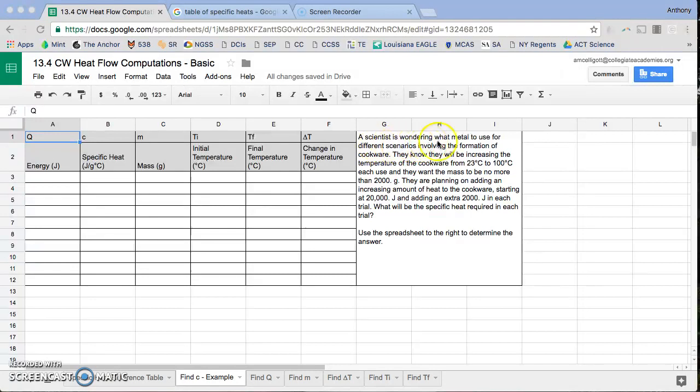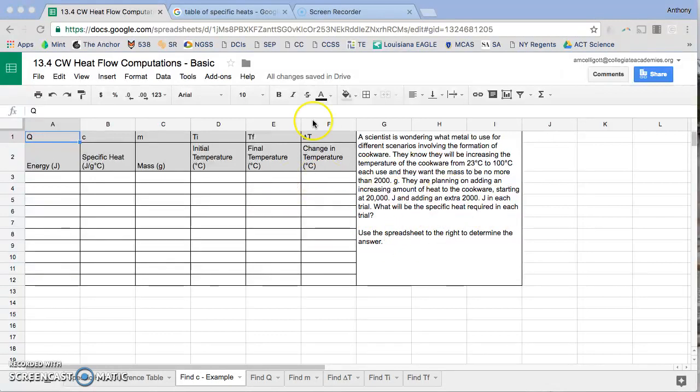A scientist is wondering what metal to use for different scenarios involving the formation of cookware. They know they will be increasing the temperature of the cookware from 23 degrees Celsius to 100 degrees Celsius each use, and they want the mass to be no more than 2,000 grams. They are planning on adding an increasing amount of heat to the cookware starting at 20,000 joules and adding an extra 2,000 joules in each trial. What will be the specific heat required in each trial?